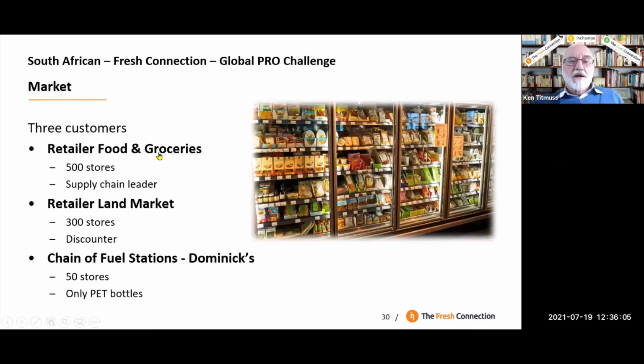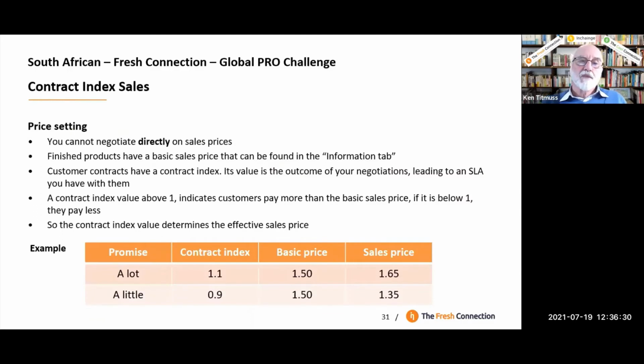So as we mentioned, there are three major customers. We've got food and grocery, there's 500 stores, and they're a supply chain supermarket leader. And then we've got the Landmark, which is more of a discounter, big box discounter. They've got 300 stores, and then we've got 50 of these stores which are attached to filling stations, but they only take the PET bottles.